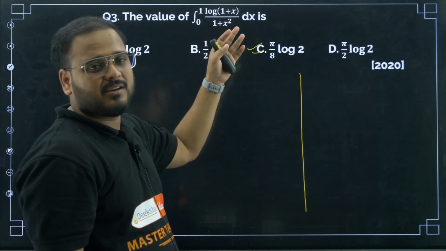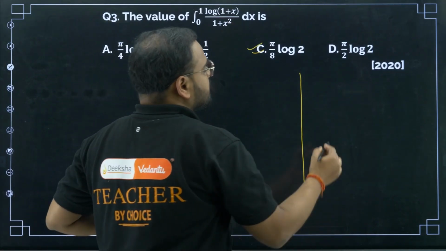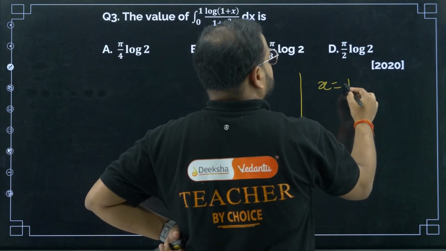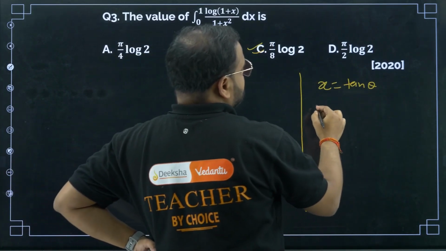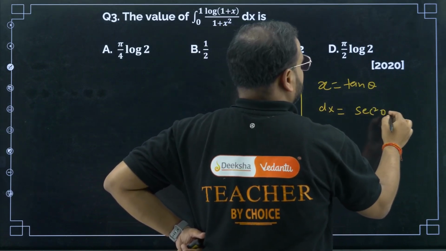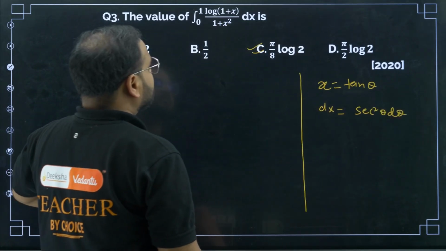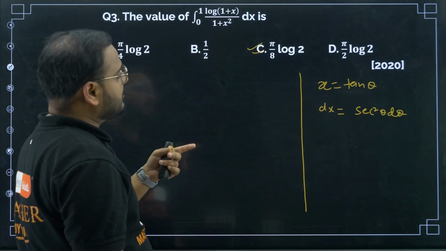I can take x as tan. Whenever 1 plus x square is there, I can take x as tan. Let's check. Take x as tan theta. Then dx equals what? Sec square theta d theta. Since it is a definite integral, I also have to convert the limits. So check the limits in terms of theta.